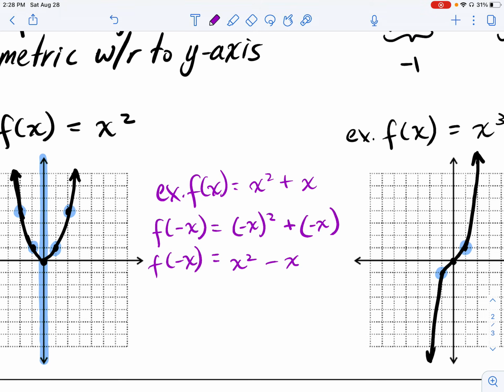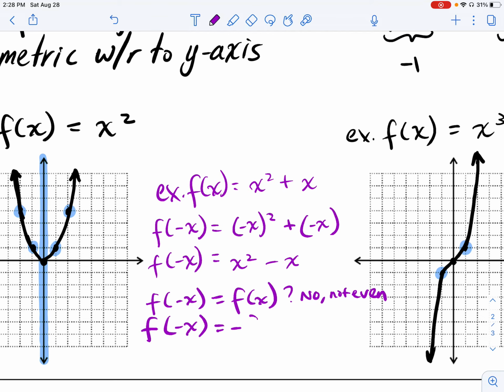Now, let's go through the checklist. First off, f evaluated at negative x, is it equal to f of x? And the answer is no, they are not exactly the same functions, therefore not even. Well, f evaluated at negative x, is that equal to negative f of x? In other words, does it give you the opposite sign of positive f of x? And the answer is no, therefore not odd. And since it's neither even nor odd, we can say therefore, there's a symbol for therefore, it is neither even nor odd.